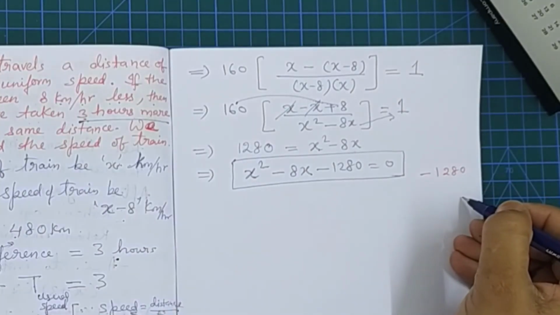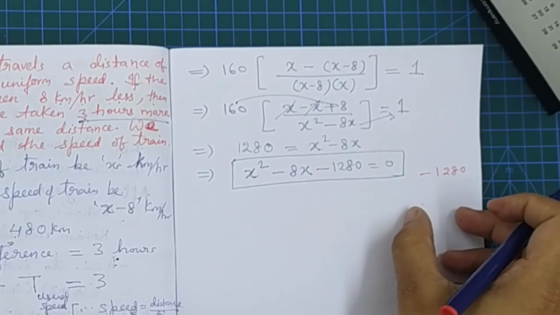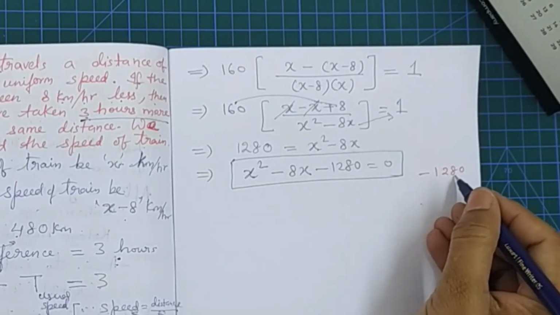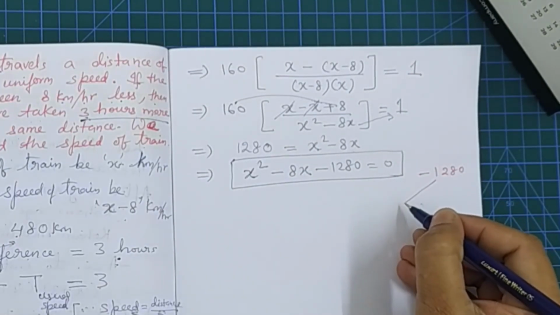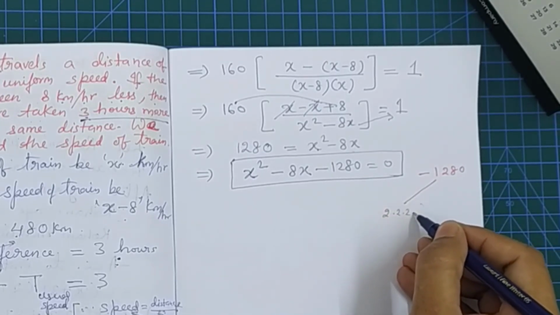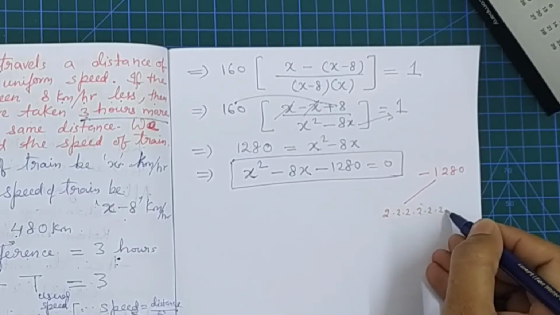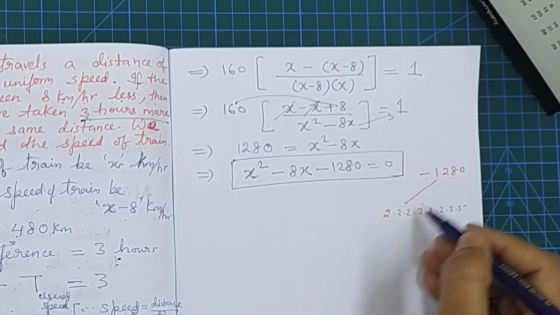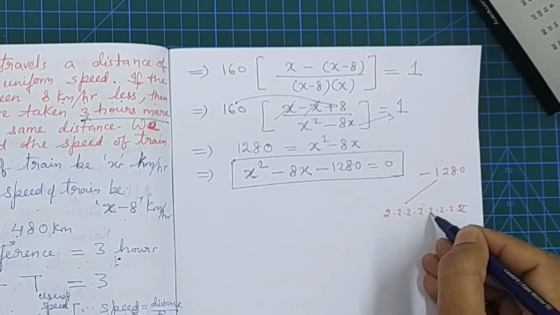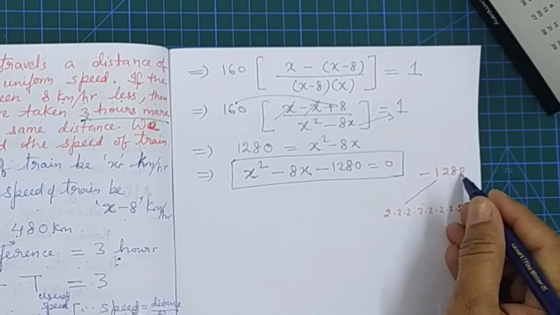We have to break 1280 down to prime factors, and those prime factors we have to put in 2 sets so that when we add them, we get minus 8. So 1280's prime factors are 2 into 2 into 2, like this 8 2's we will get: 1, 2, 3, 4, 5, 6, 7, 8. So prime factors are 8 2's and a single 5.